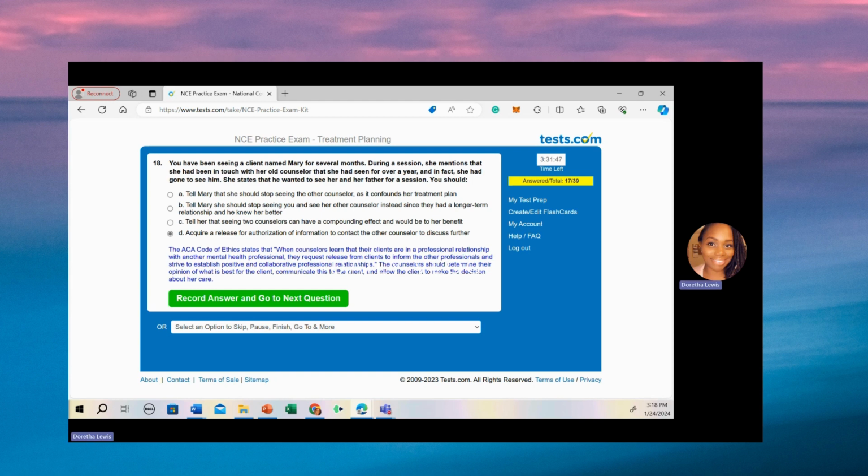The ACA Code of Ethics states, when counselors learn that their clients are in a professional relationship with another mental health professional, they will request a release from the clients to inform the other professionals and strive to establish a positive and collaborative professional relationship. The counselor should determine their opinion of what is best for the client, communicate this to the client, and allow the client to make a decision about her care.